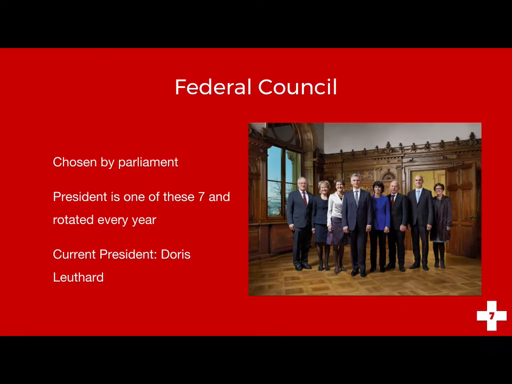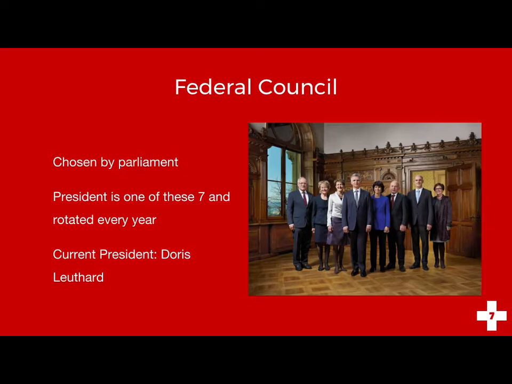Okay. Now we have the executive branch, which is the federal council, and one thing that seemed very undemocratic about Switzerland is that this federal council is not elected by the people. It's actually chosen directly by Parliament. And this had a couple of reasons. Most of it was that they wanted it to be very stable.